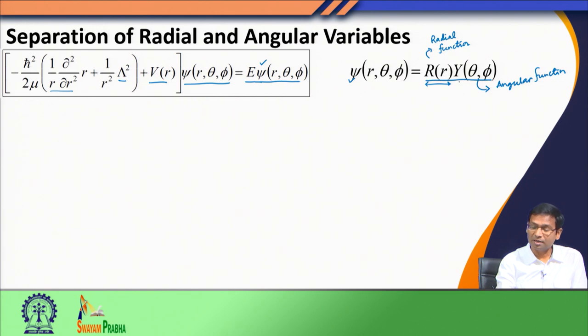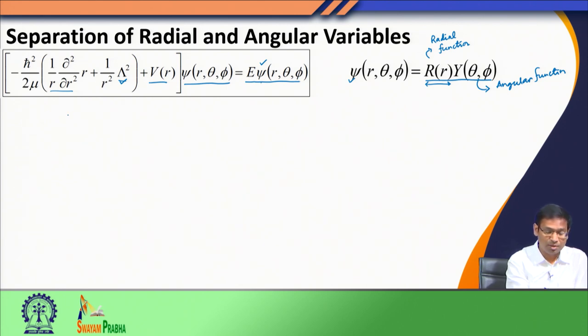Now, what kind of angular function would I know? If I look at this operator, I see this is the only operator, lambda square, the Legendrian operator, which depends on the angular coordinates theta and phi. So, therefore, I know that spherical harmonics, which are also the eigenfunctions of the angular momentum operator, are also the eigenfunctions of the Legendrian, because we have seen that the square of the angular momentum operator, that is L square, is related to the Legendrian.